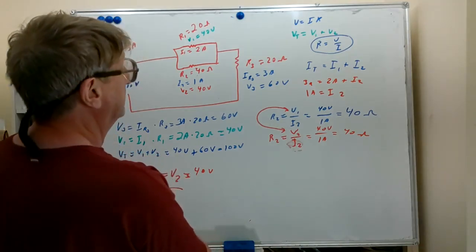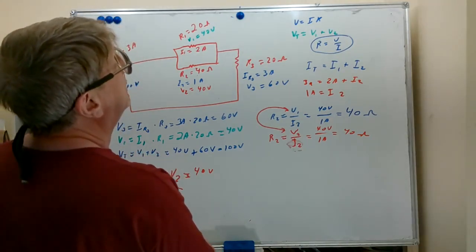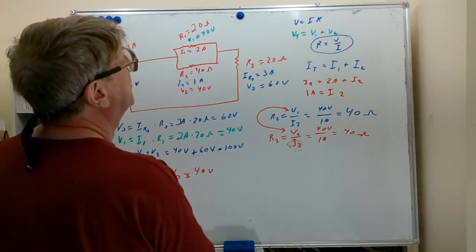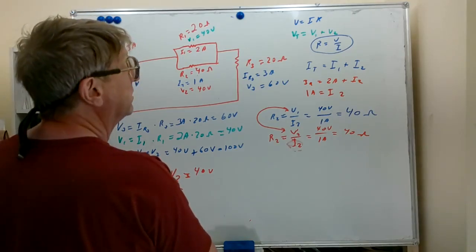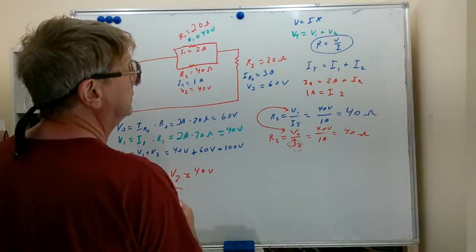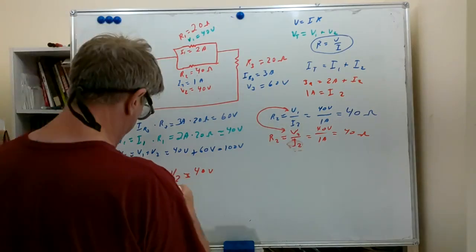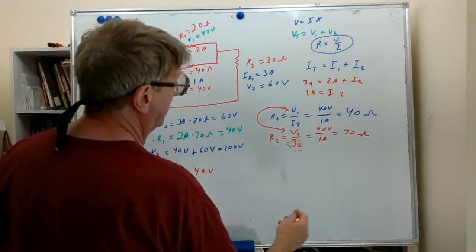Where did we do that? I know we did it. Well, I'm going to write it up here one more time. Oh, there it is. Voltage divided by current. That's what we've just been talking about so much.